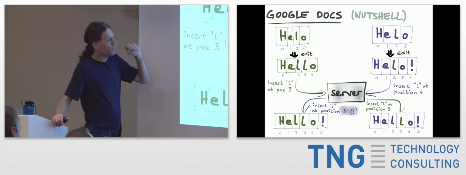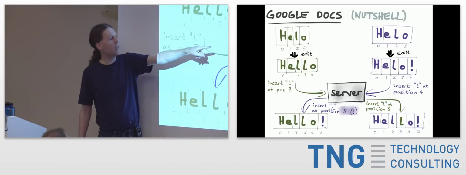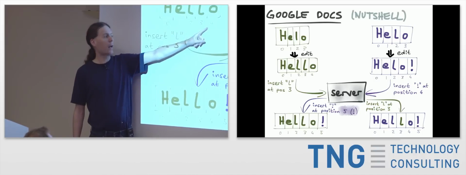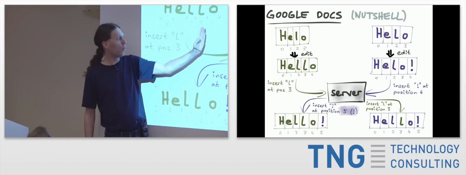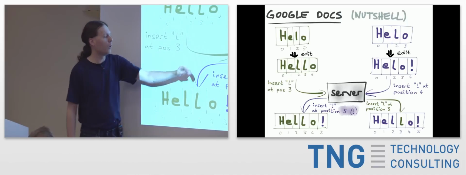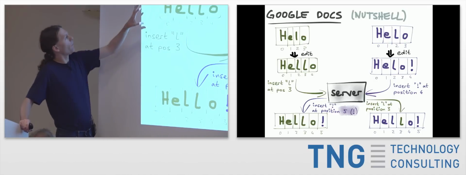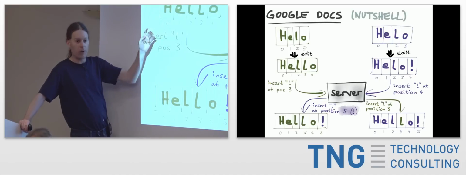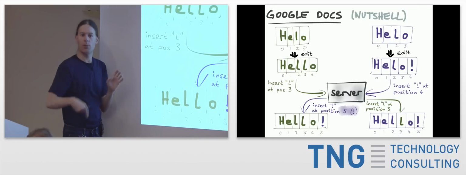Now move in the other direction. We take this insert exclamation mark at position 4, and look at what would happen here. If I just take that operation and insert exclamation mark at position 4, what I would get is "hell!o". It would insert the exclamation mark before the O, because that's where position 4 is. So really we have to change position 4 to position 5, because this user has inserted a letter before that other insertion position. Any concurrent insertion that comes from the other side will have to be moved along by 1, otherwise it'll end up in the wrong place.